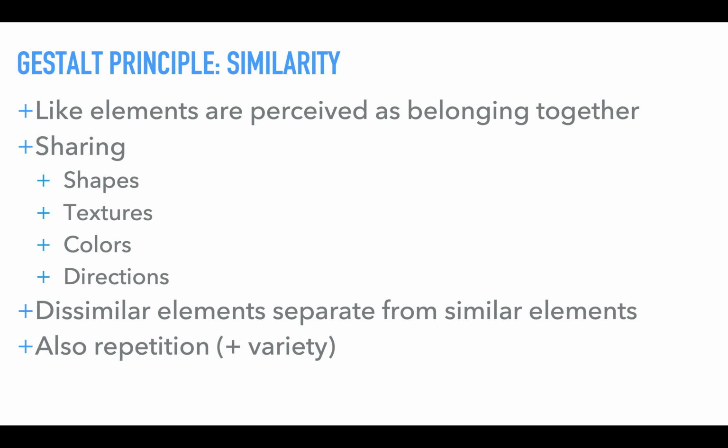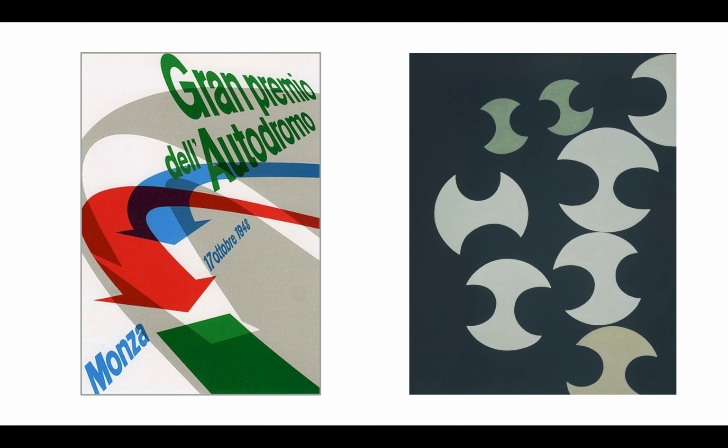Similarity is using things that are similar or repeating. So it could be repeating shapes, textures, colors and directions. But I want to emphasize here that we can benefit from a little variety. So it's repeating things with a little variety. Could be repeating these arrows that actually show a racetrack. Changing the color, changing the layering, changing the scale, changing the arc of the circle.